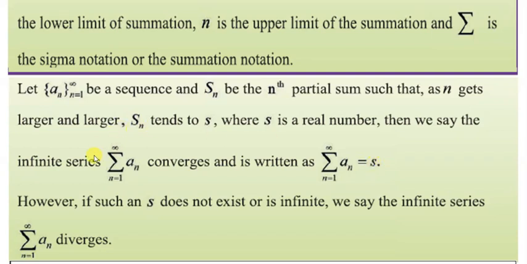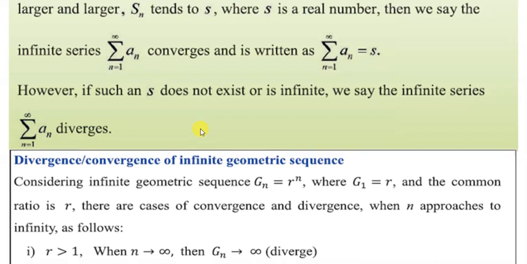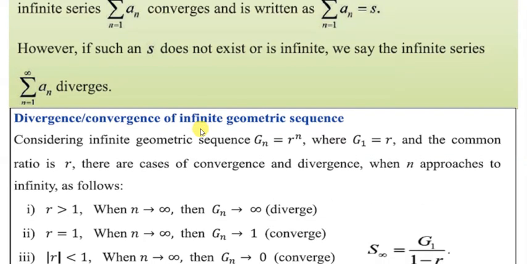If the partial sums of this infinite series converge, then the whole infinite series also converges to the same number. However, if such an s does not exist or is infinite, we say the infinite series diverges. The summation of an, n running from 1 up to infinity, diverges. We call it divergent. All arithmetic series diverge because they are linear.